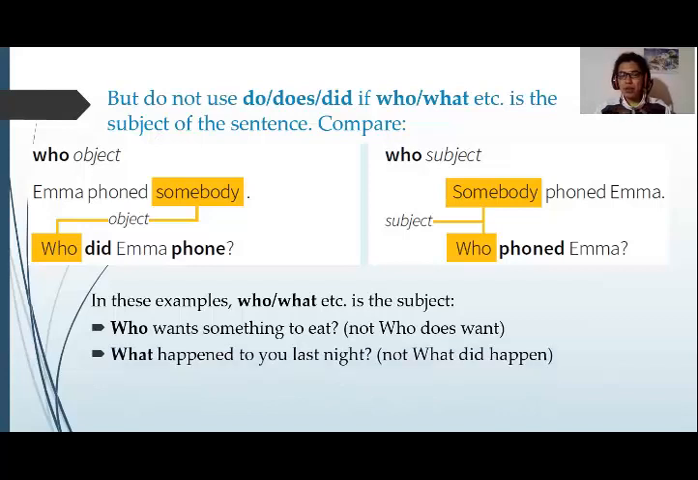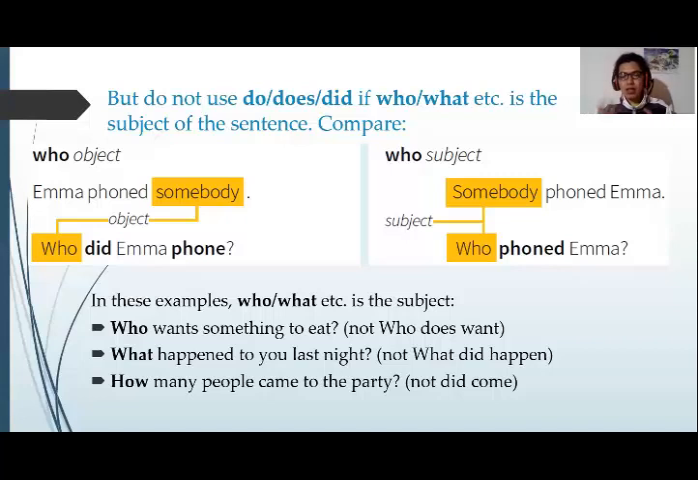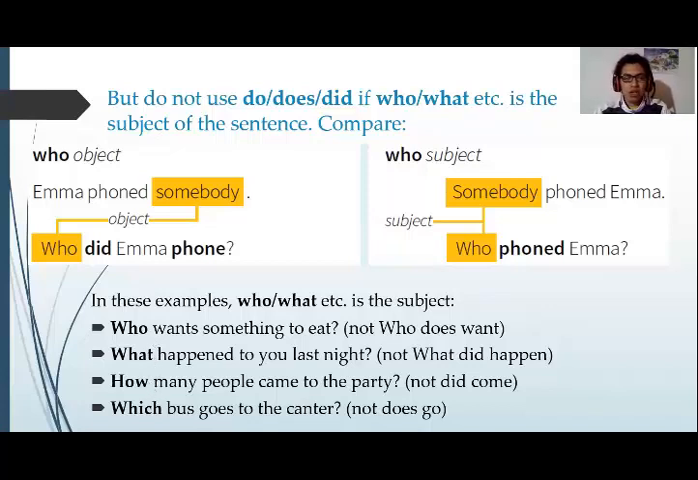What happened to you last night? Not what did happen. What happened to you last night? How many people came to the party? Not did come. How many people came? Which bus goes to the center? If you can see, we are not using the auxiliary as in the previous examples: did, do, will, have, could, should, would. Who wants? What happened? How many people came? What happened to you? Which bus goes?